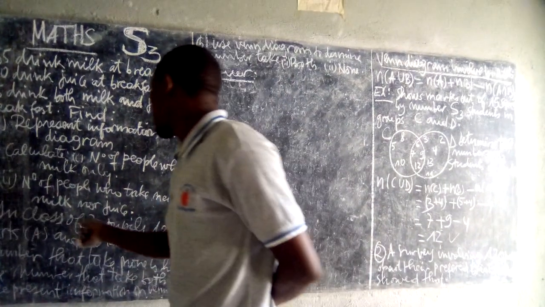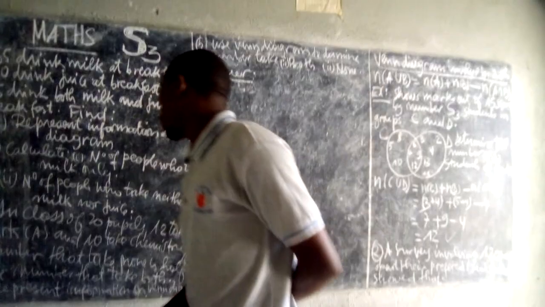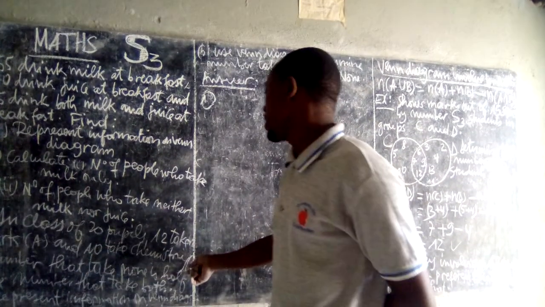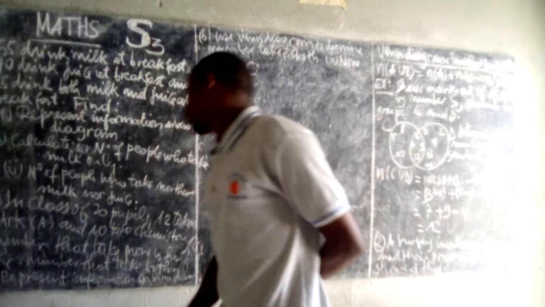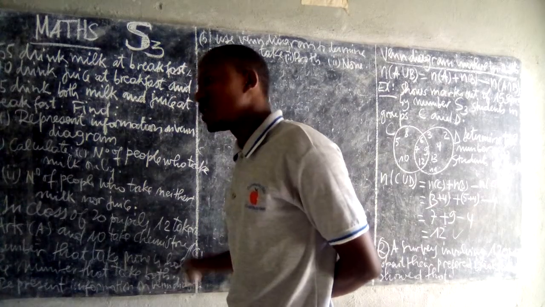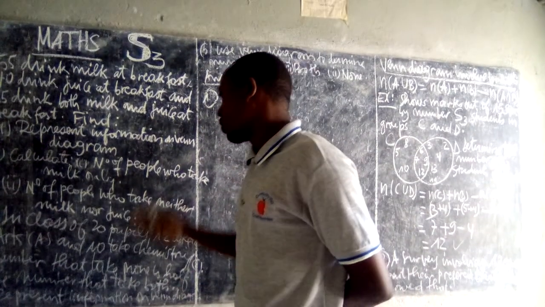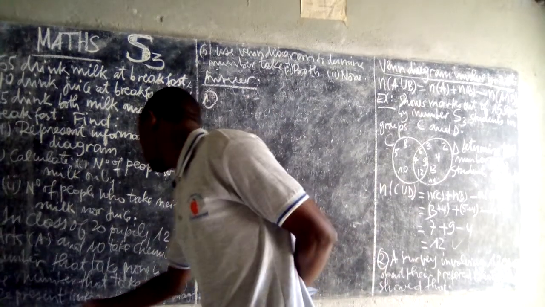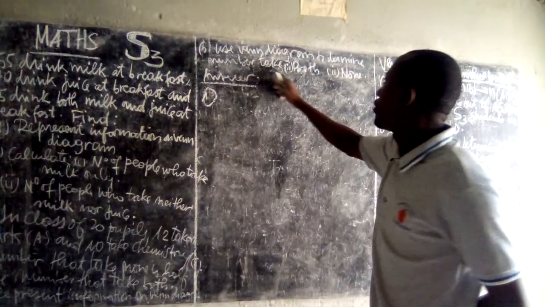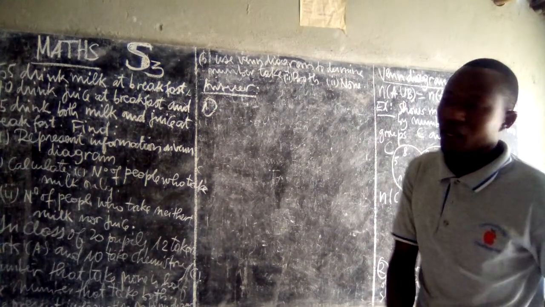Number 2. In a class of 20 people, 12 study arts and 10 take chemistry, where number that take no one is 1/2 of those that take both arts and chemistry. Then represent information on Venn diagram. B. Use Venn diagram to determine number of people who take both or no one.